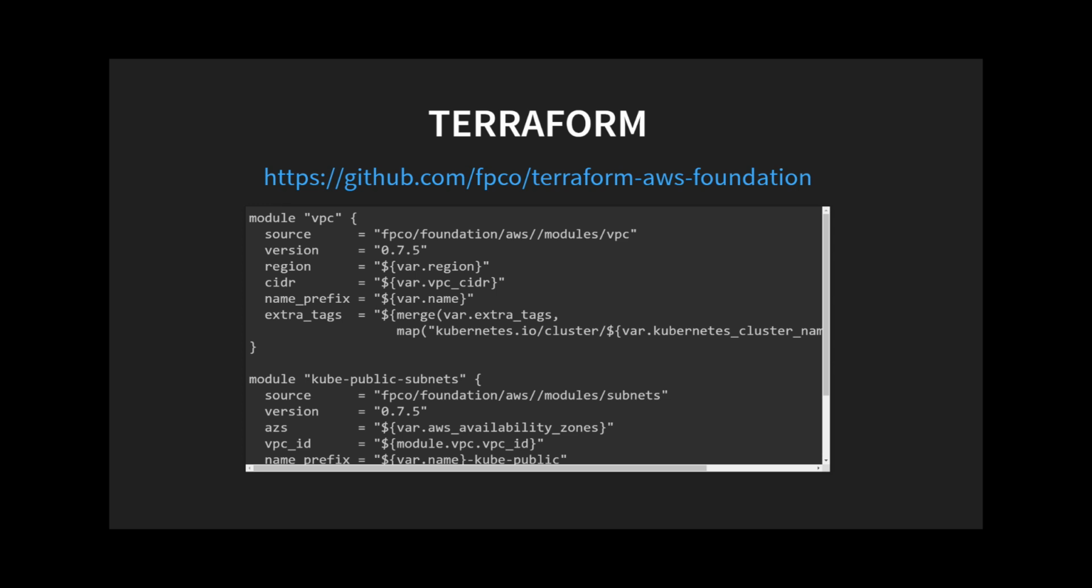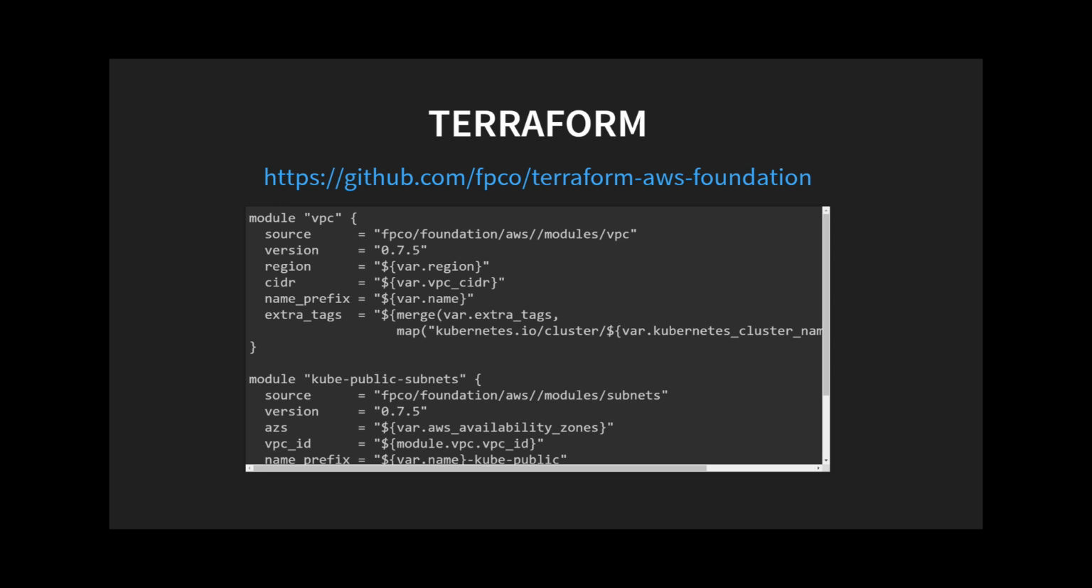So at FP Complete, we've created a list of modules called Terraform AWS Foundation. As you'll see later down the slides, we're pretty fond of the word foundation because we use it a lot for some of our base infrastructure. So as we've been working with Kubernetes and Terraform and AWS a lot, we've sort of created a set of reusable modules that we can use between projects that we've published to the Terraform registry. So this is open source and anybody can use it.